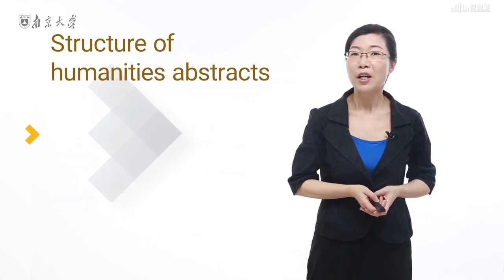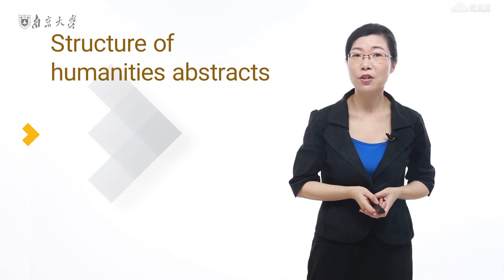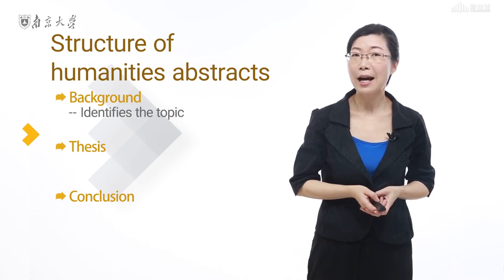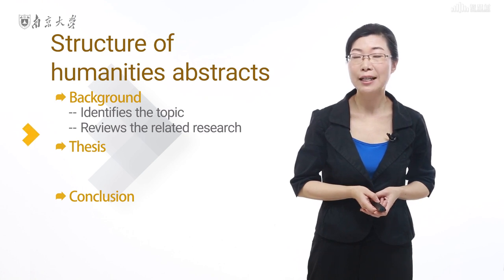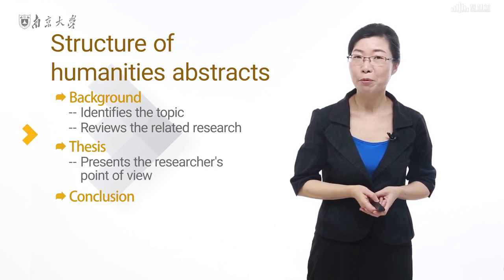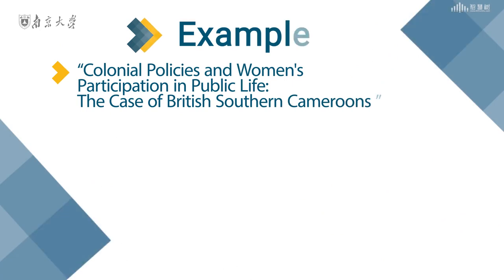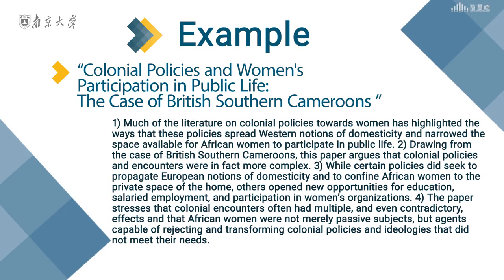In accordance with the introduction, body, conclusion structure, abstracts for most papers in humanities are organized into three parts: background, thesis, and conclusion. Background identifies the topic and/or briefly reviews the related research. Thesis presents the researcher's point of view, and conclusion summarizes the major arguments. Now pause the video to read the following abstract and analyze its structure.